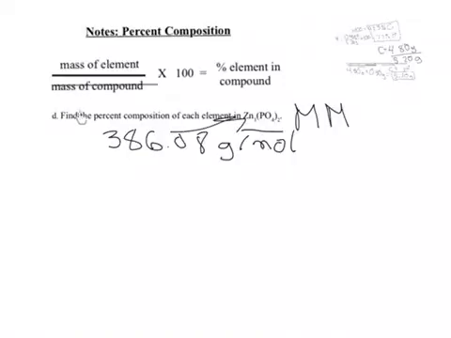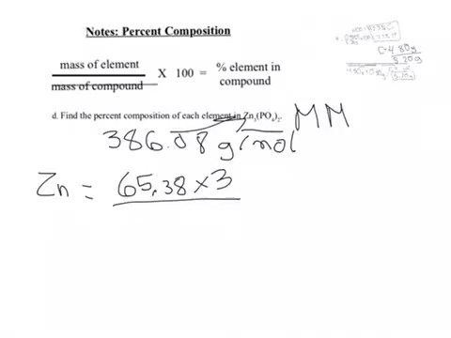So that gives us our mass of compound, but we still need mass of element. So we are going to use molar mass again. Let's say we're trying to find the percent composition for zinc. Well, we know based off of the periodic table that zinc has a molar mass of 65.38, and we know that in our compound there are 3 zinc atoms. Then we divide it by the compound's molar mass that we just calculated, and we still multiply by 100.